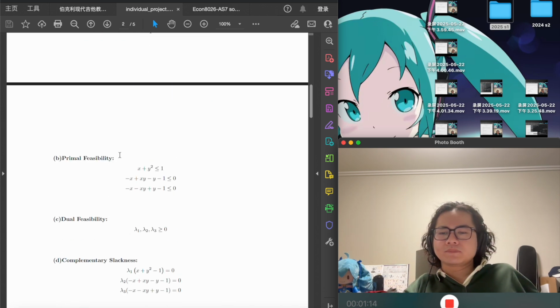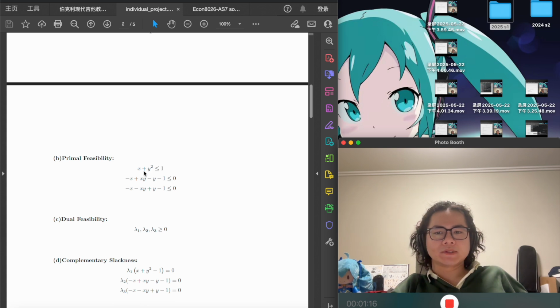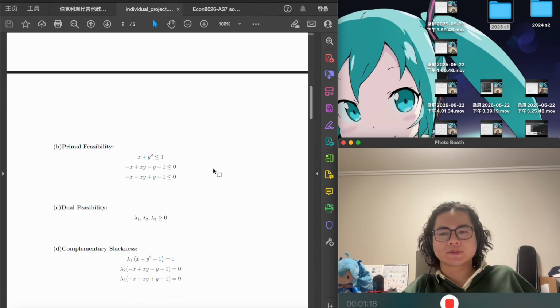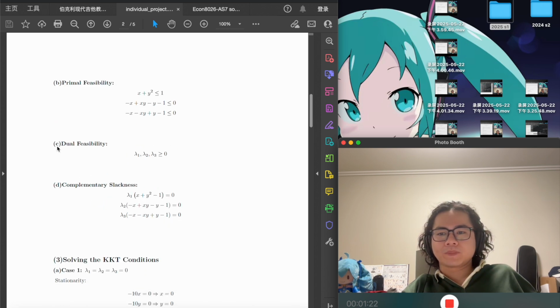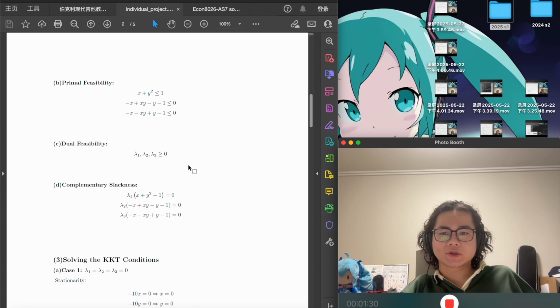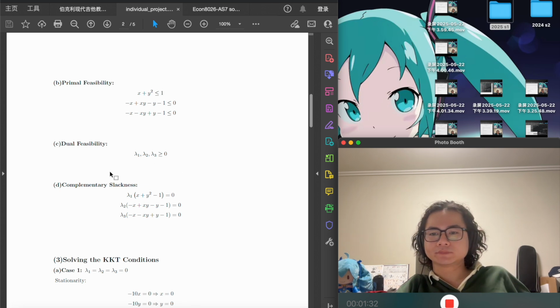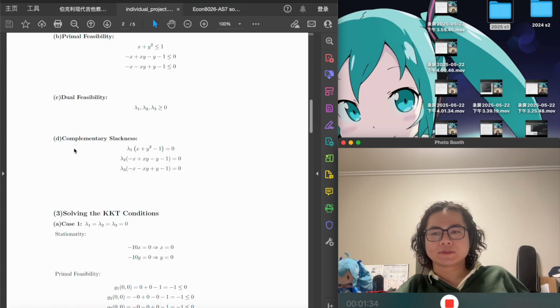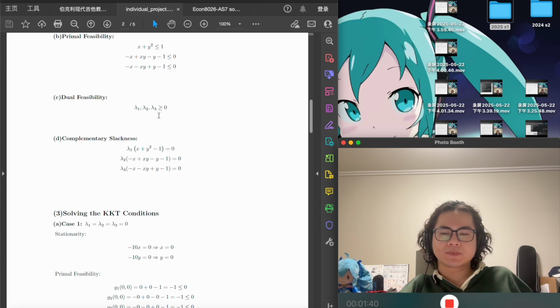And the second condition is primal feasibility. All these constraints must be satisfied. Part C, just like we said before, lambda 1, 2, 3 are all greater than or equal to 0. And part D is complementary slackness. Lambda 1, 2, 3 multiplied by these constraints must be equal to 0.